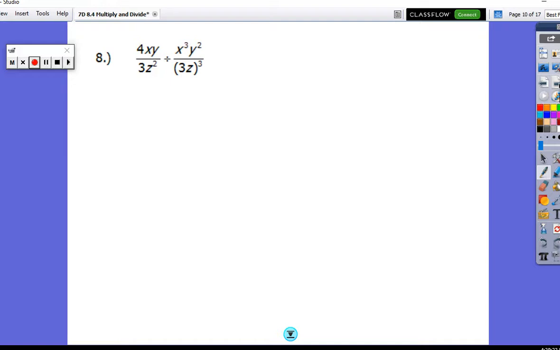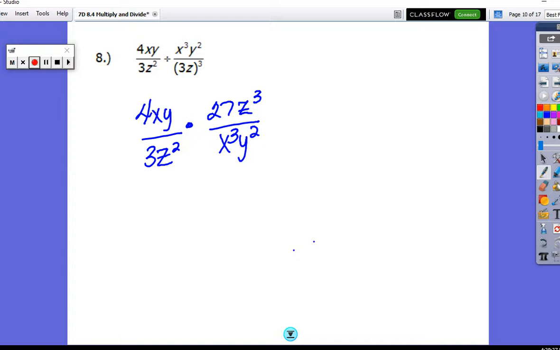Here again, I'm dividing, so I got to flip and multiply. So I get 4xy over 3z squared, flip. I'm going to cube this too and get 27z to the third over x to the third y squared. Up top, I'm going to multiply 4 times 27 and get 108xyz to the third. On the bottom, I've got 3x to the third y squared z squared.